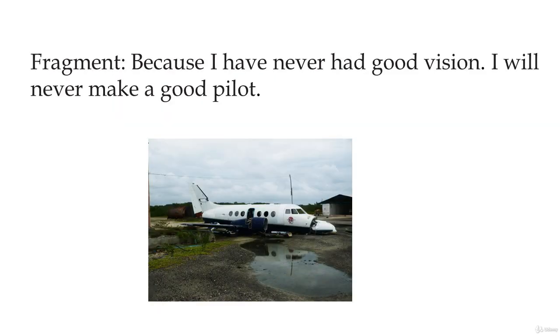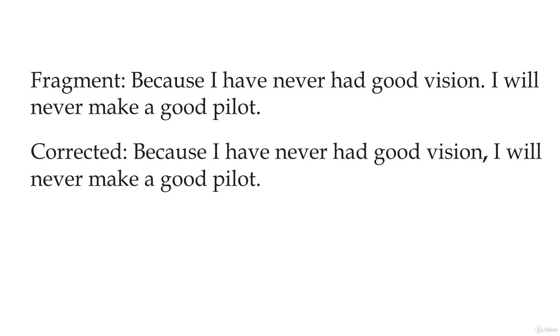Here's another example of a dependent clause or a subordinating conjunction. Because I have never had good vision, I will never make a good pilot. Because I have never had good vision cannot stand alone. That is not a complete thought, and it needs to be combined in order to be a complete sentence. And here we can see the corrected version.